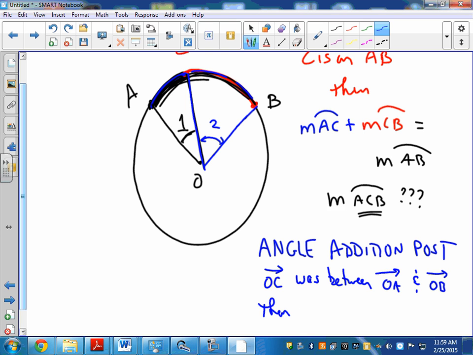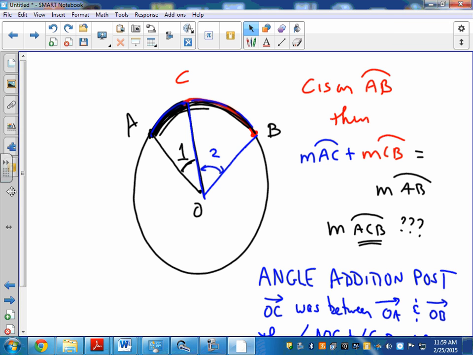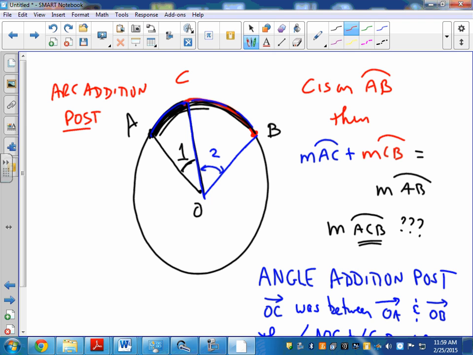Then angle AOC plus angle COB was the same as angle AOB. So the angle addition postulate from earlier in the course was adding angles. Now we have the arc addition postulate, which is based on the same idea. So, arc addition postulate. We don't prove it, we just assume it to be true.